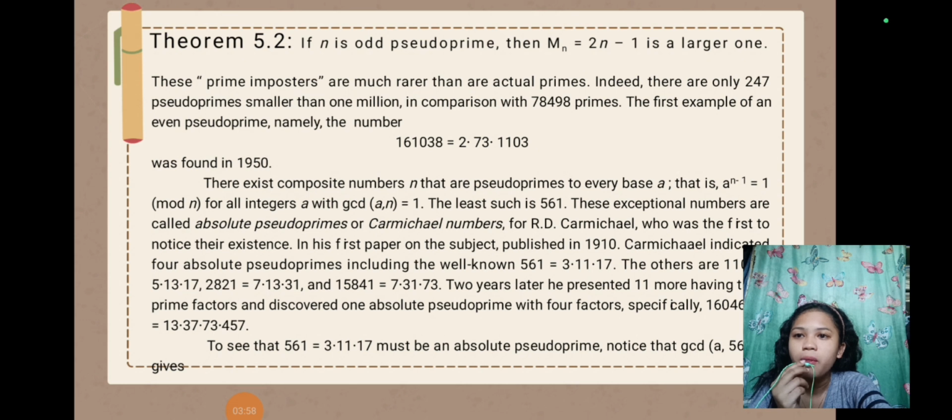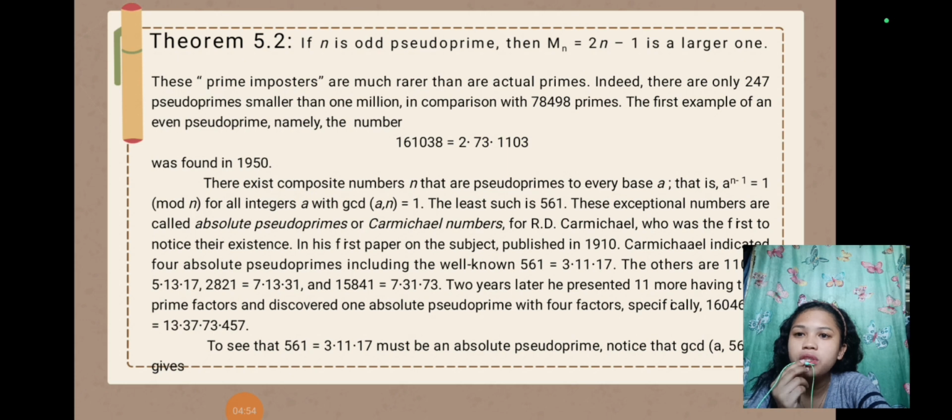These prime impostors are much rarer than our actual primes. Indeed, there are only 247 pseudo-primes smaller than 1 million in comparison with 78,498 primes. The first example of an even pseudo-prime, namely the number 161,038, is equal to 2 times 73 times 1,103. This was found in 1950.